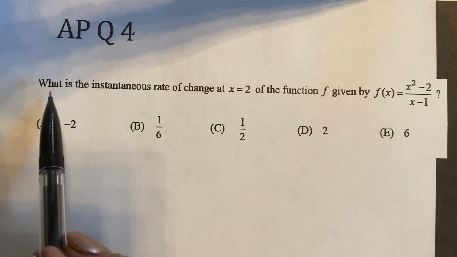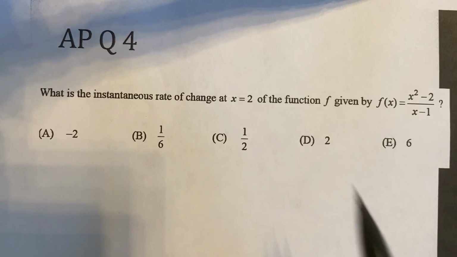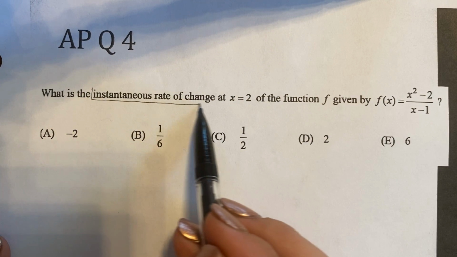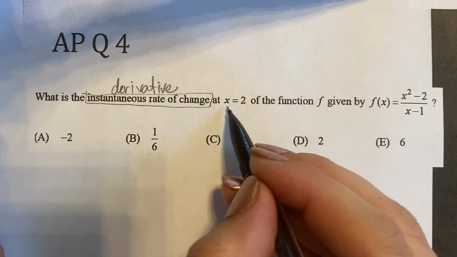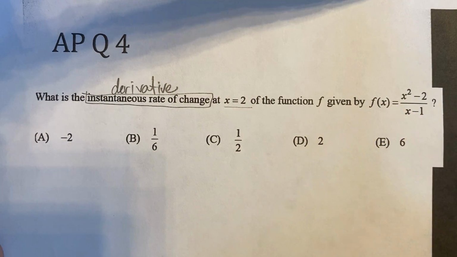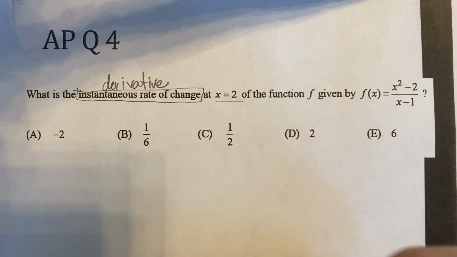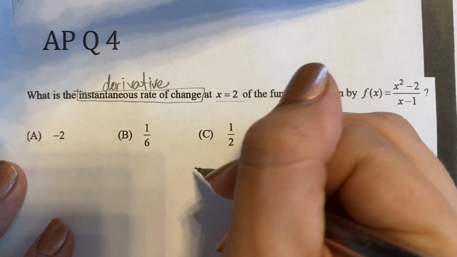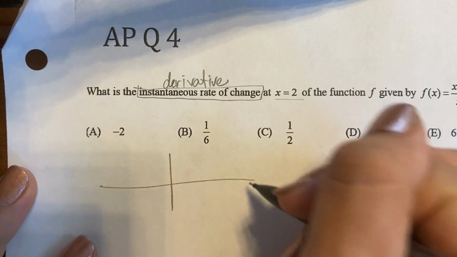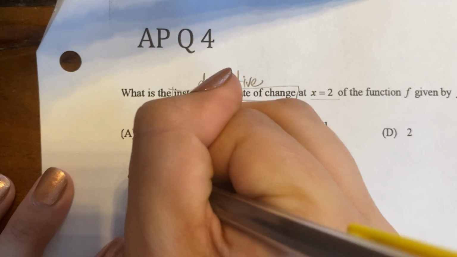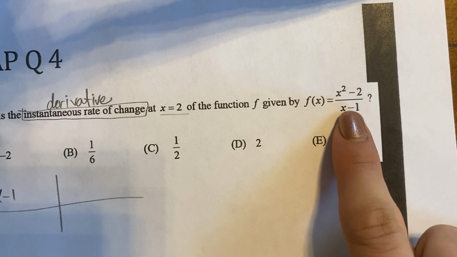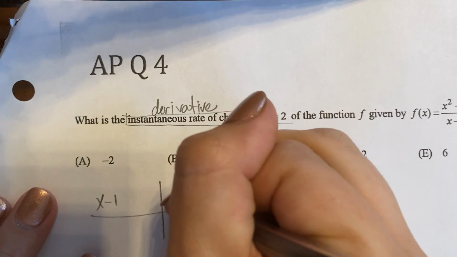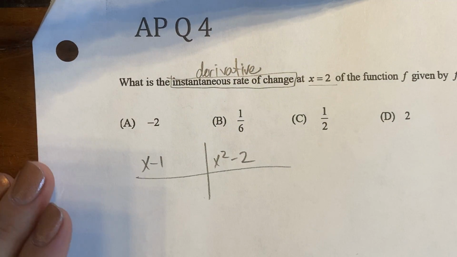Okay, what is the instantaneous rate of change at x equals 2 of the function? So when you see this phrase, that means derivative. Okay, at x equals 2 of this function. So this is another substitution. I want to start this together. My low is x minus 1. What's my high? X squared minus 2. Okay, find the d low and the d high.